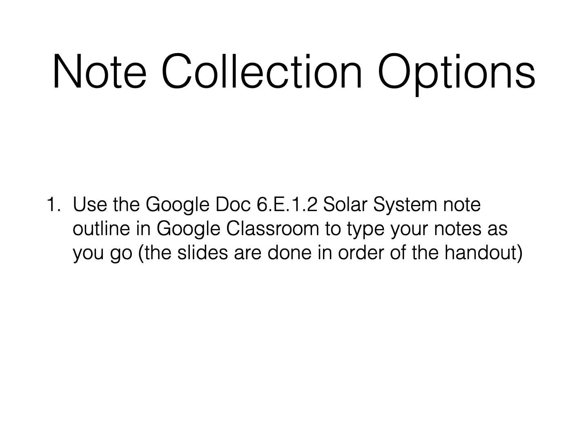There are two types of note collection options. You can use the Google Doc. It will have the same name as the standard that we're covering, so it's 6.E.1.2. It's called Solar System Note Outline in Google Classroom. When you click on that, it will make your own copy for you. The slides are done in order of that handout, so as you go, you just complete it as you go.